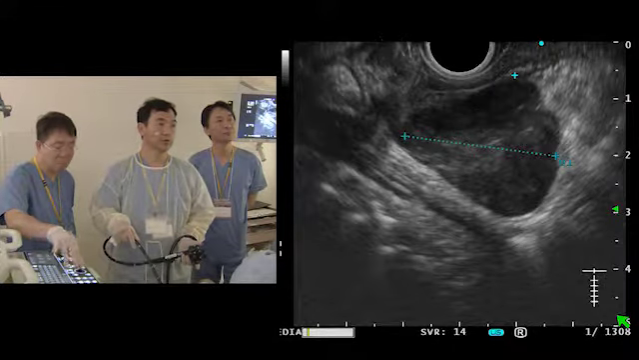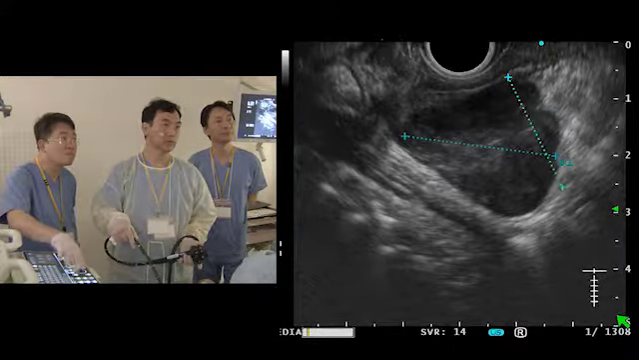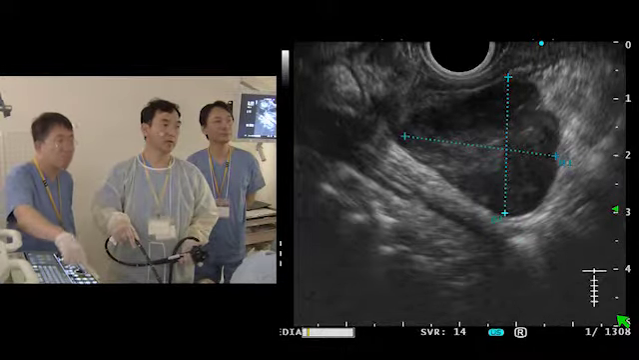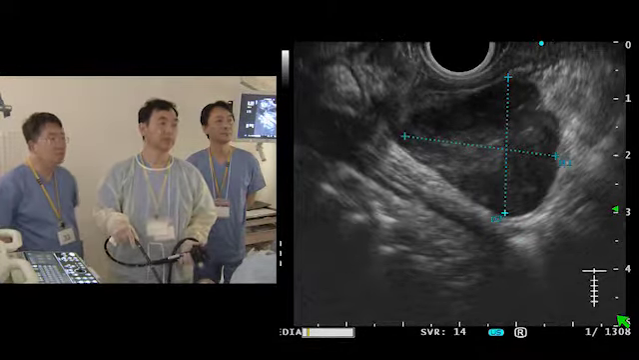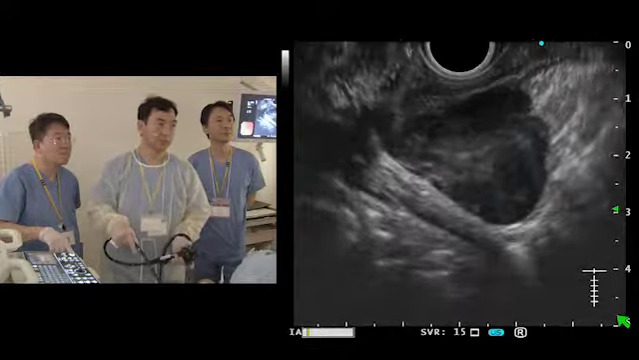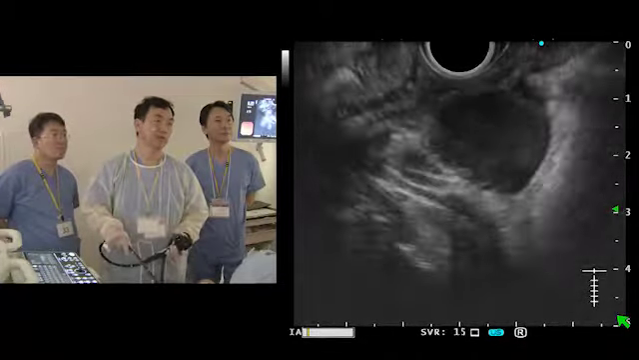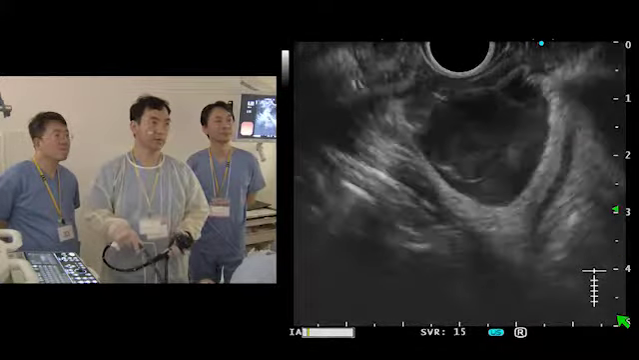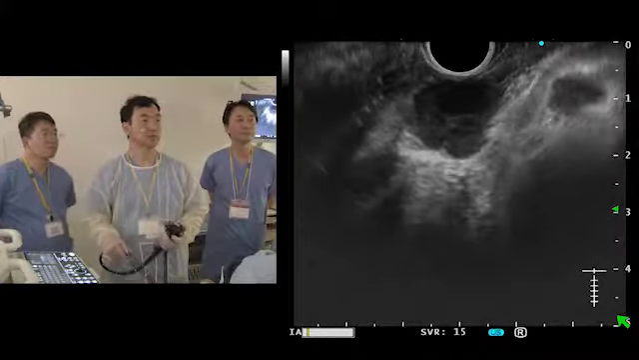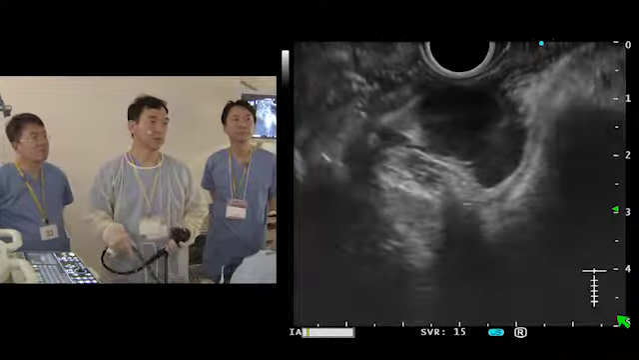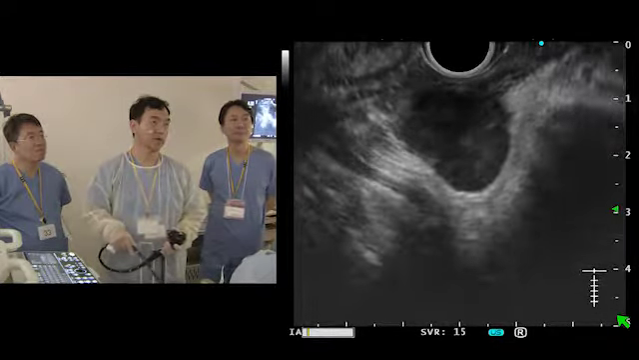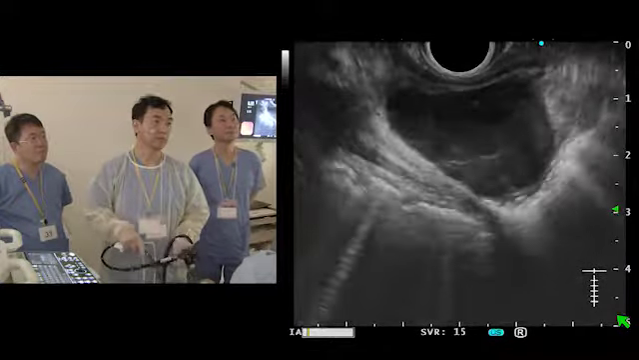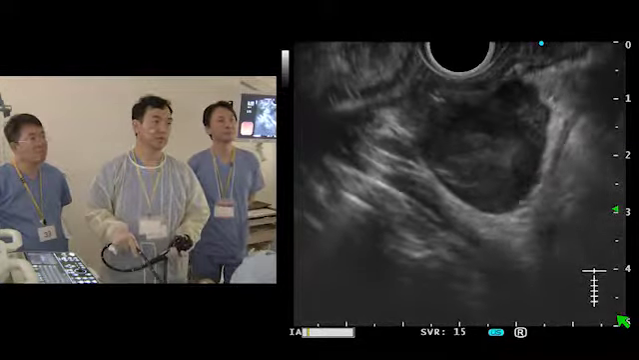Now, we don't know the duration of this existence, and this could have been there for a long time at the same size. So we don't know the speed of the growth. However, GIST in this location is rather rare. Most of the stromal tumors here are benign, either leiomyoma or sometimes a neurofibroma or some other type of benign stromal tumor.